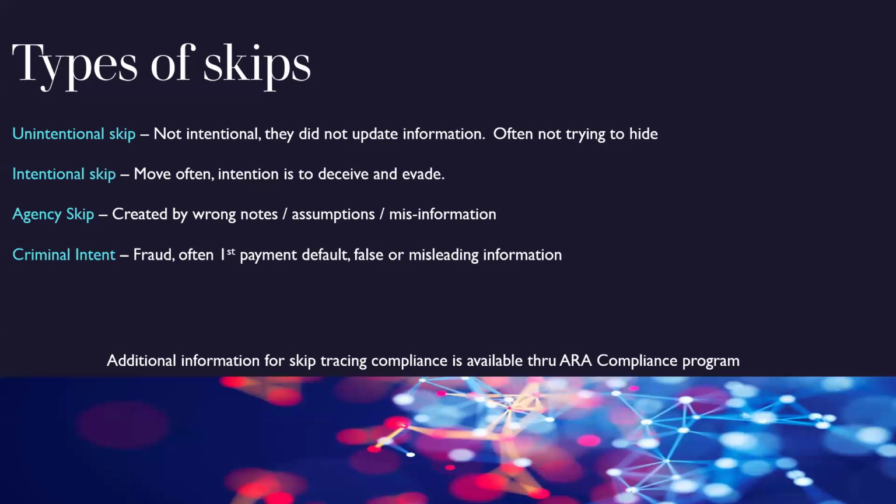The unintentional skip is somebody who had no intention of skipping. They just lost contact. They're not trying to hide, you just can't find them. The intentional skip, somebody who moves often and is purposely trying to evade you. Agency skip, this is important to note. This is created by the wrong notes. Somebody put in the wrong address, misinformation, assumptions that they're a skip, and they're really not. Then, of course, there's the criminal intent. The fraudsters, the ones who have no intention of ever paying, and they will purposely mislead.